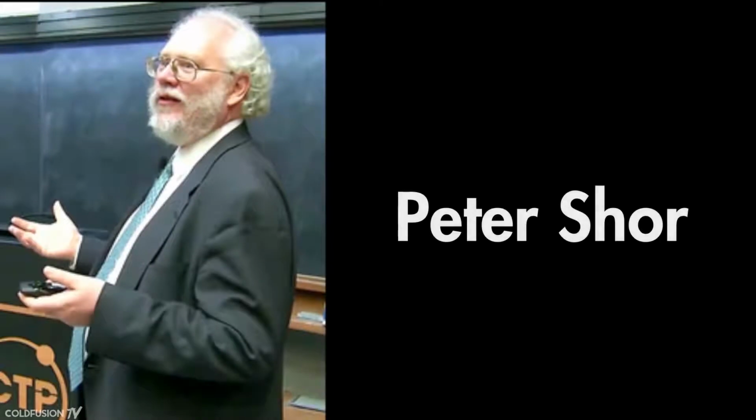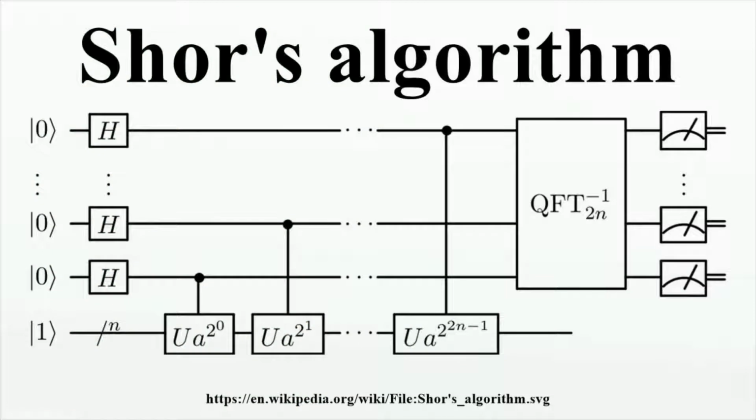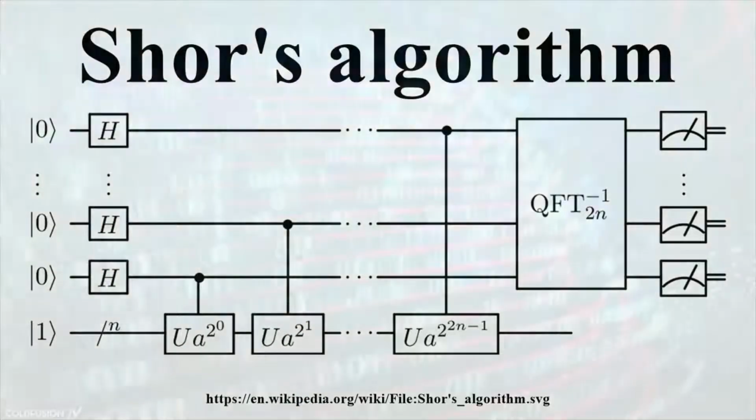Another example, breaking encryption. In 1994, American mathematician Peter Shor of Bell Labs found a theoretical way to use quantum computers to break codes that relied on the factorization of large numbers into primes.